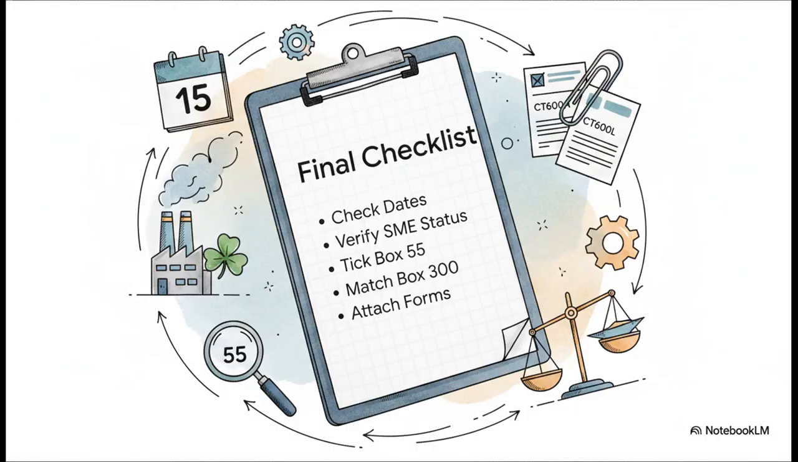Before you even think about hitting submit, run through this rapid-fire checklist. Are your accounting dates dead on? Are your Northern Ireland and SME boxes ticked? Did you hit box 55 if you're estimating? Does your box 300 match your accounts perfectly? And are all those required supplementary forms attached?